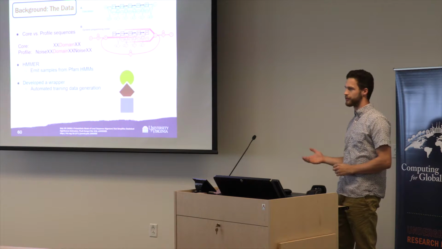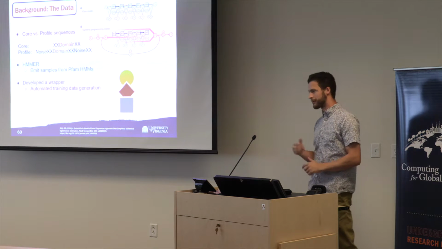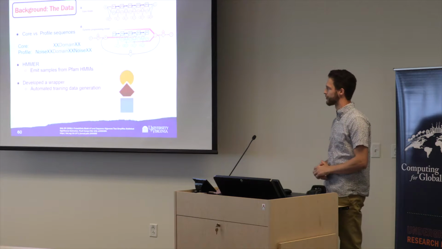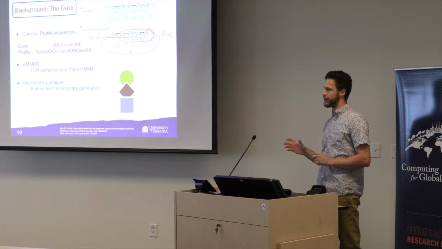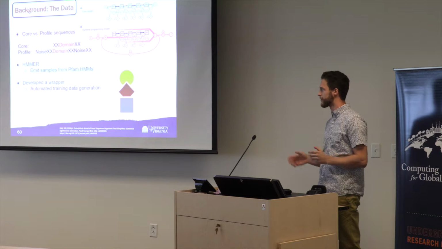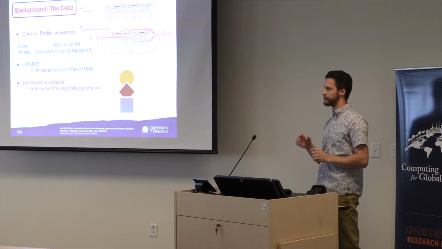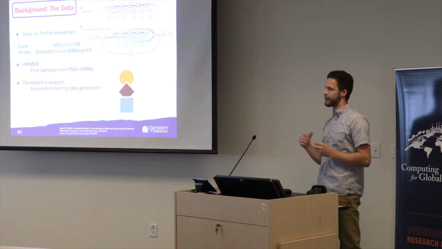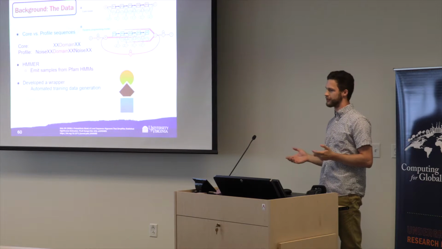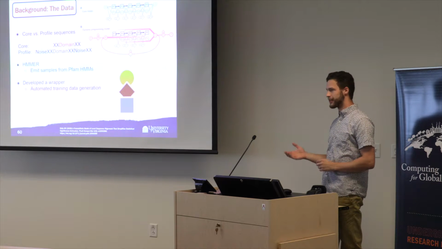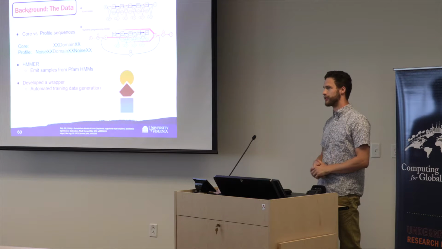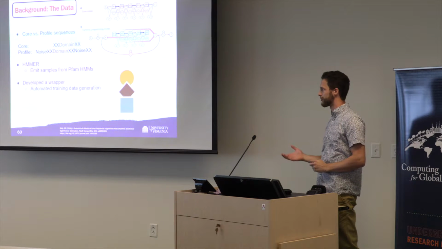So some background on the data. We're working with amino acid protein sequences, and they come in two forms that are relevant to the project. The first one is core sequences, which are essentially the domain sequence with very little noise flanking either end, and profile sequences, which have a high amount of noise on either end of the domain and between domains if there are multiple domains in a query sequence. And HMMER is a tool that we were using to emit training data from the hidden Markov models from the PFAM database.